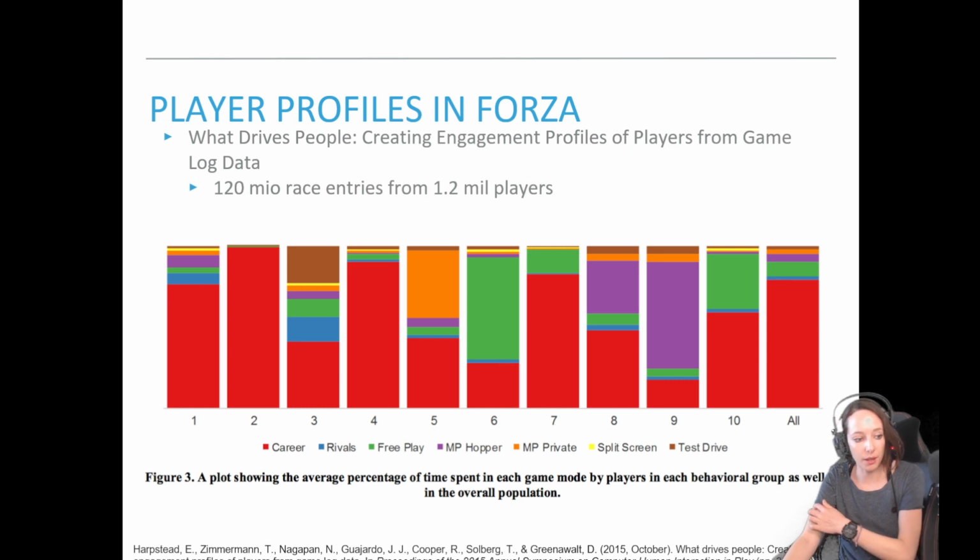This is an example from a research team where they looked at Forza and looked at 1.2 million player data, 120 million race data in Forza actually, and they also did a similar clustering, just to give you an overview of how this can look like in real life data.